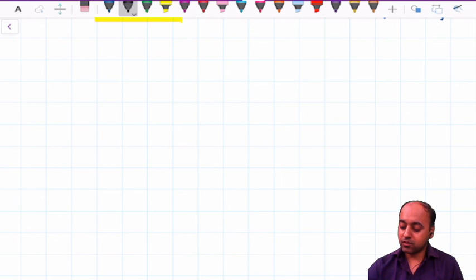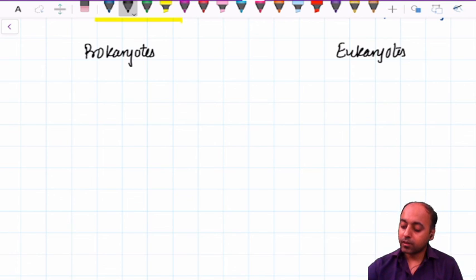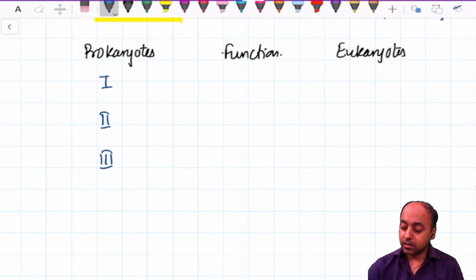So we have this very small table, prokaryotes, the eukaryotes, and in the middle I'll write the function. In prokaryotes we have the polymerase 1, DNA polymerase 2, DNA polymerase 3, and a protein called DNA G.